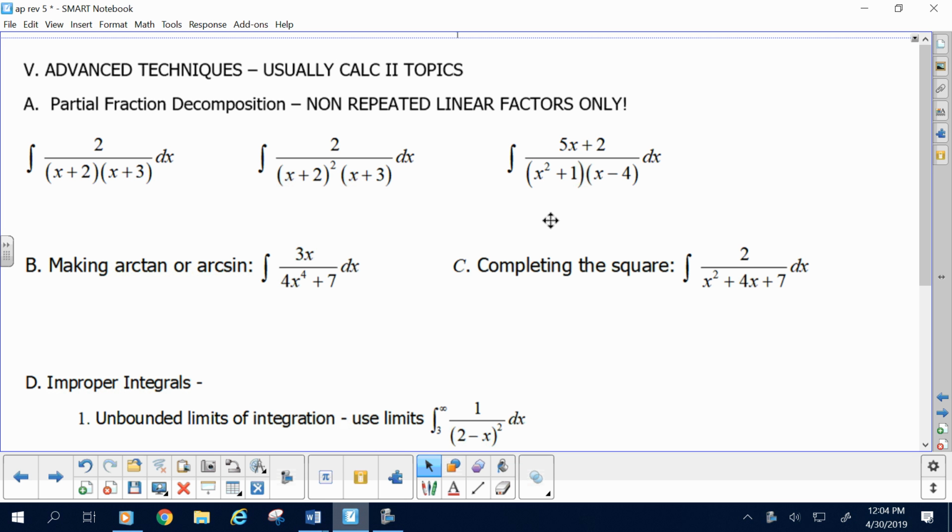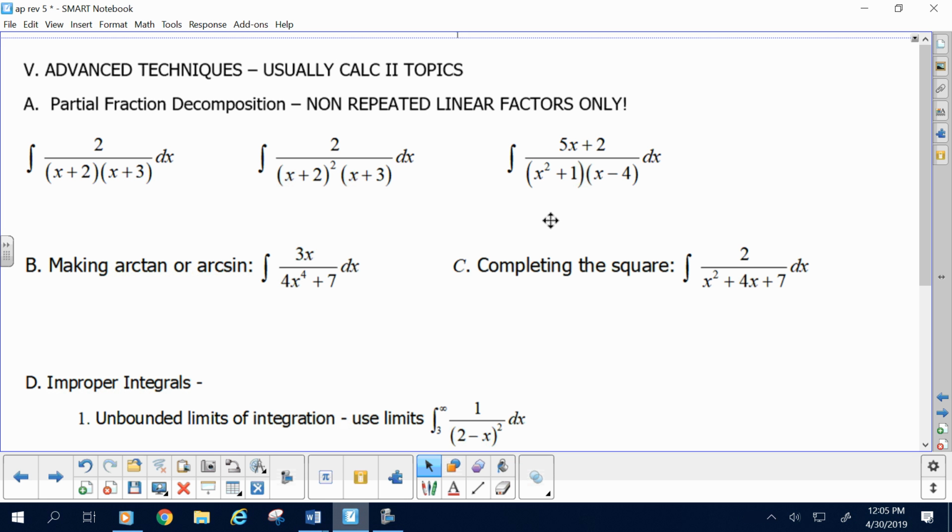This is a repeated factor. You would not have to do it, although you should know that you do 1 over x plus 2 plus another 1 over x plus 2 squared, right? College, they would expect you to be able to do that. And this is the ax plus b one.